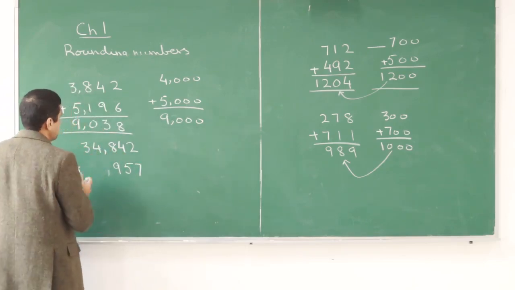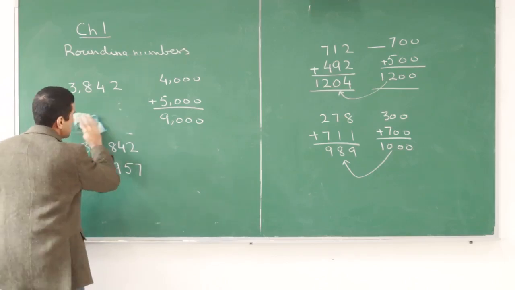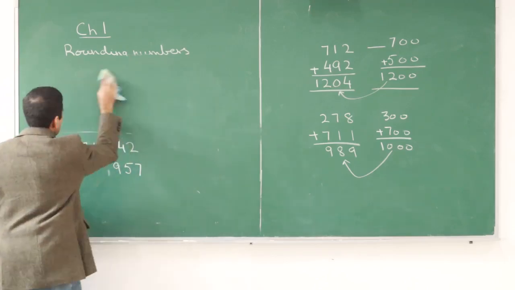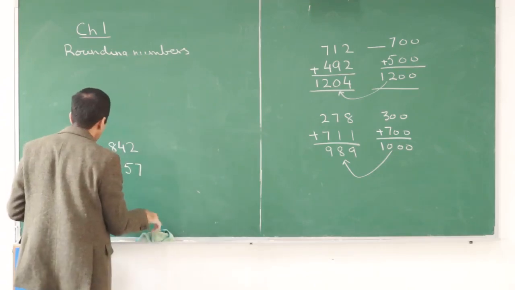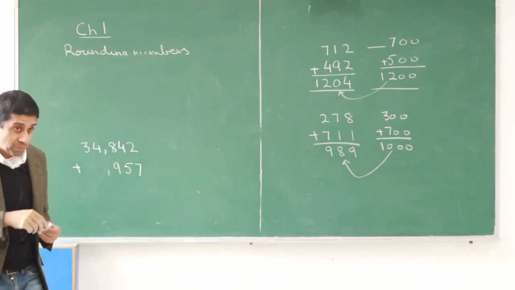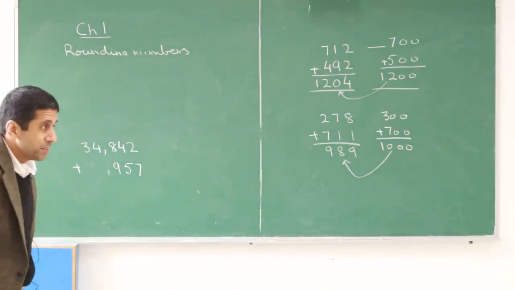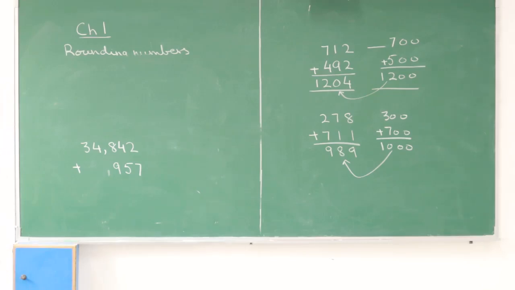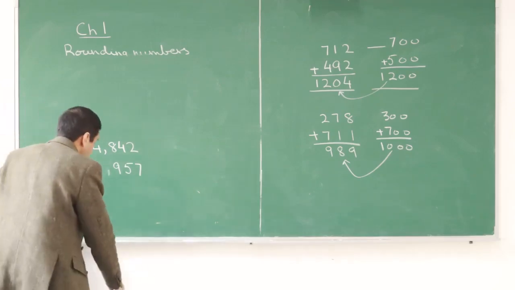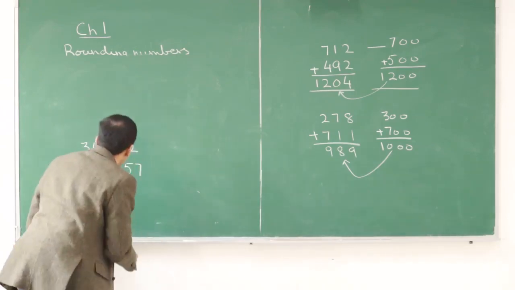Now what? How do you estimate this? You want to get an estimate of how much this is. How do you estimate it? 35,000 plus 1,000 plus 1,000, that's 36,000. So now you estimate to the nearest 1,000 but not to the nearest 10,000. Right? Now let me do another evil thing.